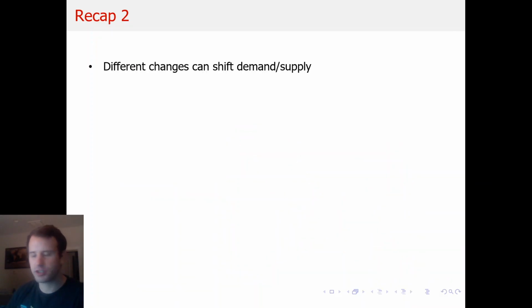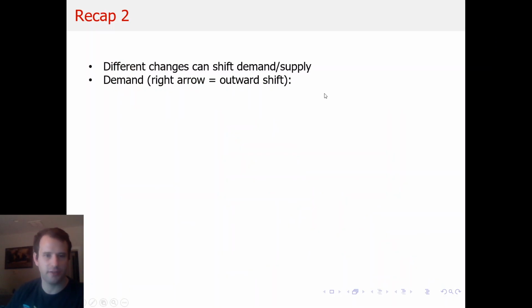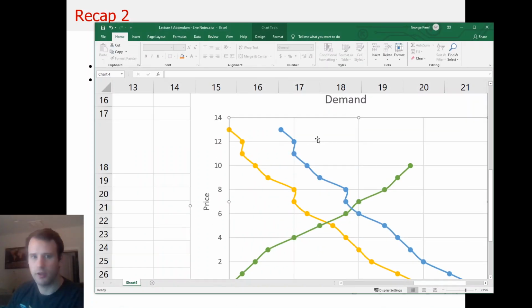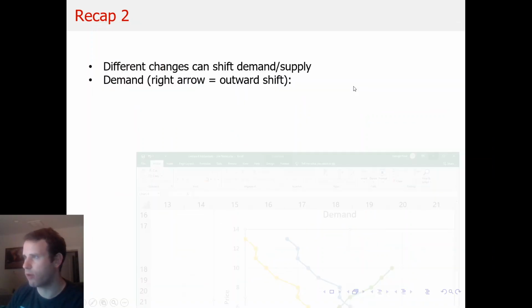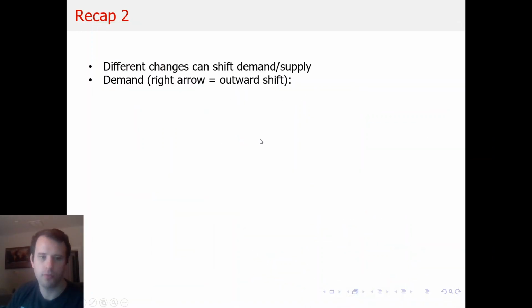And there are certain things that will shift your demand. I'm going to denote them. An outward shift of demand, a move from the yellow to the blue line, a move out away from the axis, I'm going to denote with a rightward arrow. So what are some things that could shift demand? If people like the good more, if the good becomes more popular, if preferences change in a positive way, that will shift demand out.